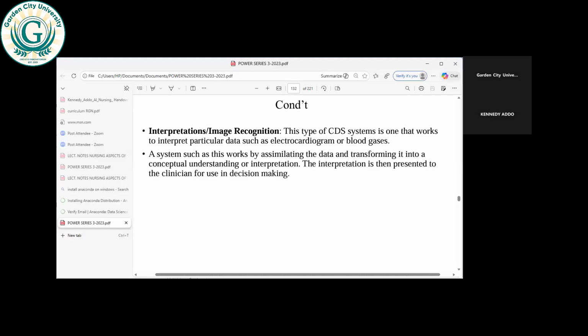Interpretations or image recognition exhibited by decision support system. Let me open up about this one. We are looking at what? Services like magnetic resonance imaging, ultrasonography, and computer scan tomography, among others. These are very common in terms of what? Interpretation or image recognition. And with the advent of what? 2D, 3D, and now 3D together with artificial intelligence.